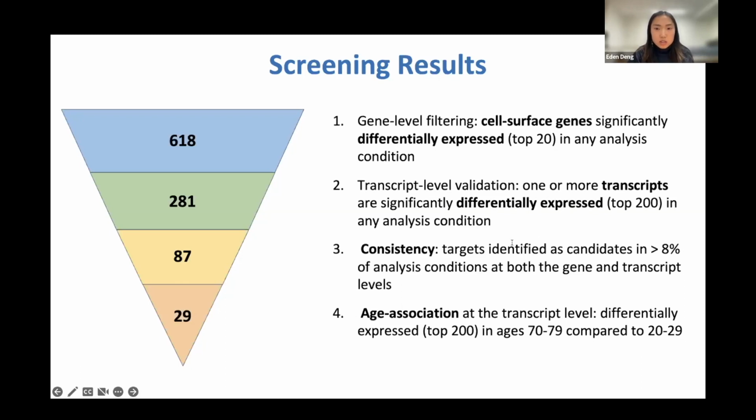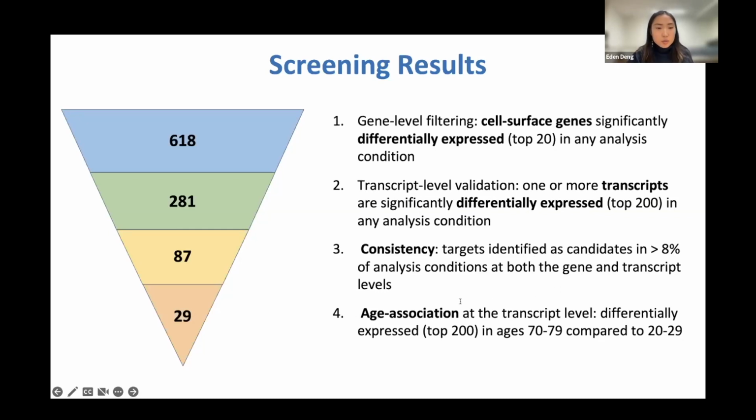We then also filtered for targets that were consistent across multiple conditions. So we removed any proteins that weren't common targets across different RS samples and normal tissue backgrounds. And then finally, because we're interested in cellular senescence, specifically in the context of human aging, we wanted to identify targets whose expression is elevated in older compared to younger tissues.